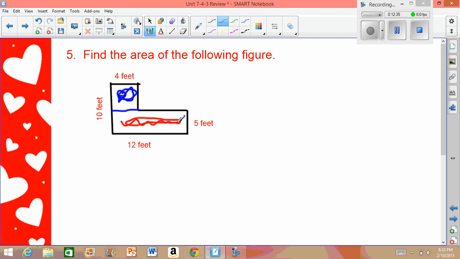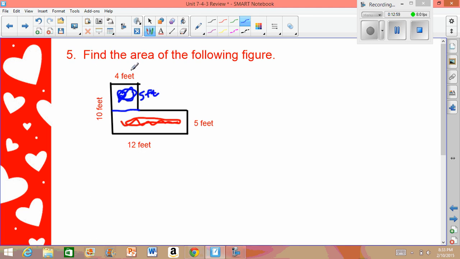Okay, so I've identified my 2 shapes, but I've got to go up here and get some measurements. So I know the top is 4, but I've got to figure out this measurement for this part. Well, I know the whole thing is 10, and I know up to here is 5. So that makes this part right here also 5 feet. So I'm going to put that label.